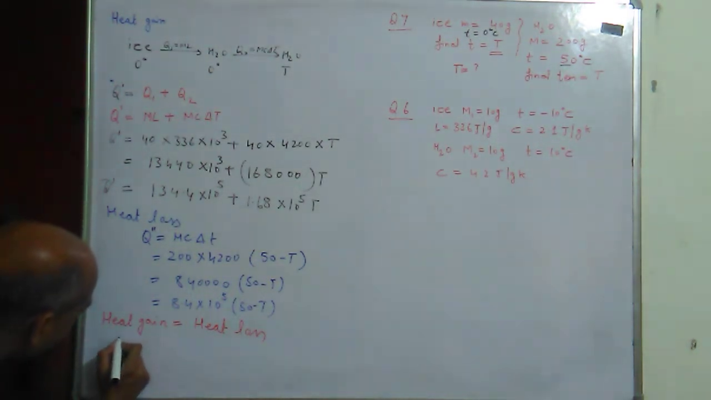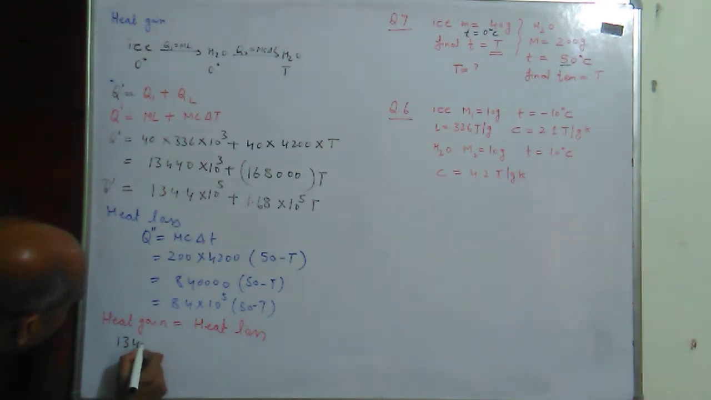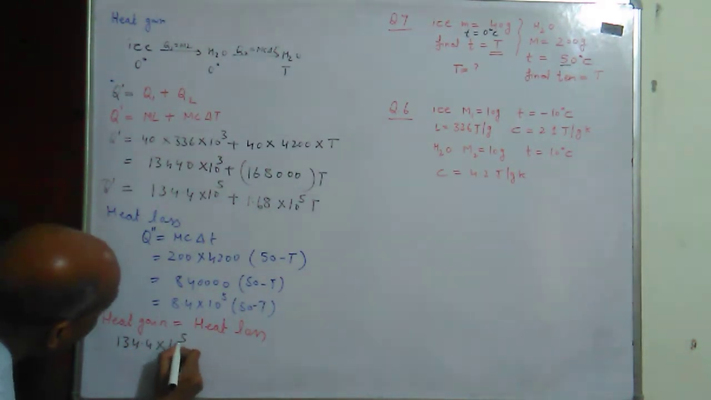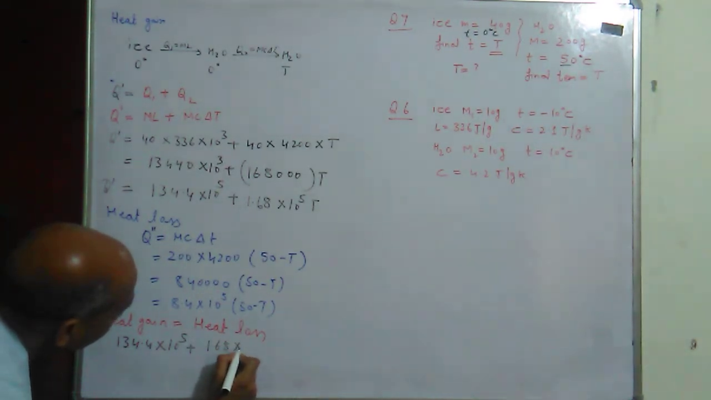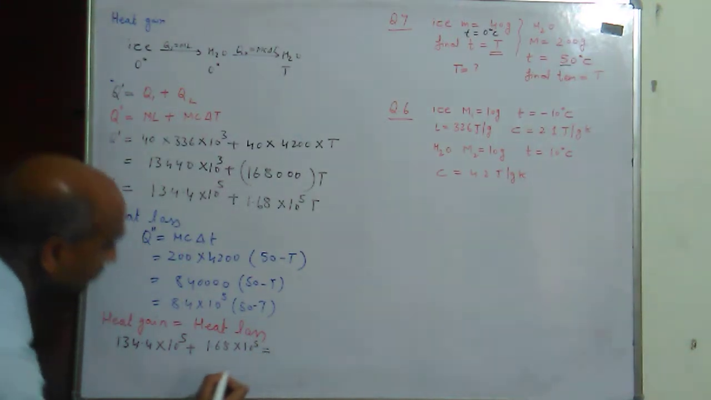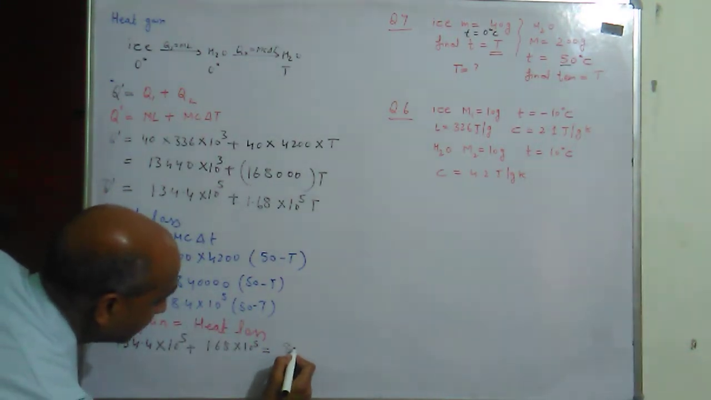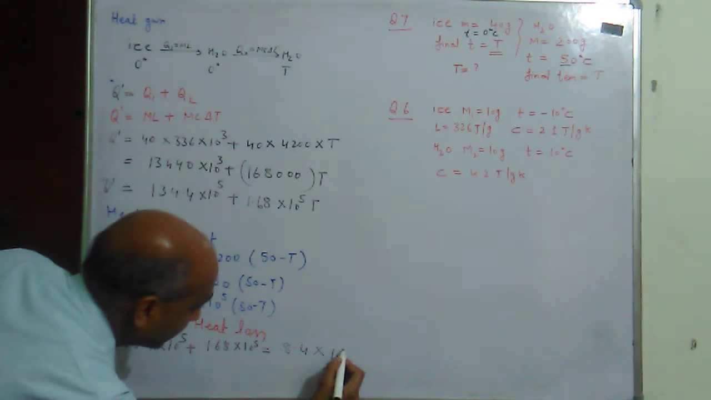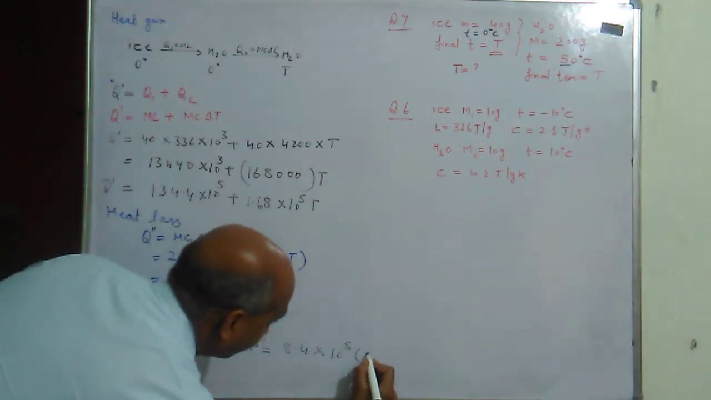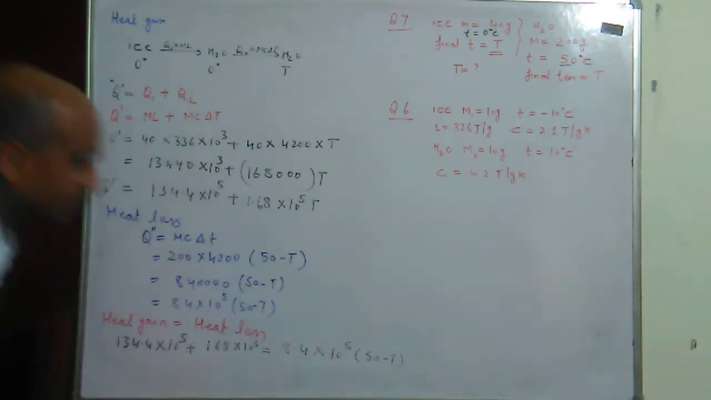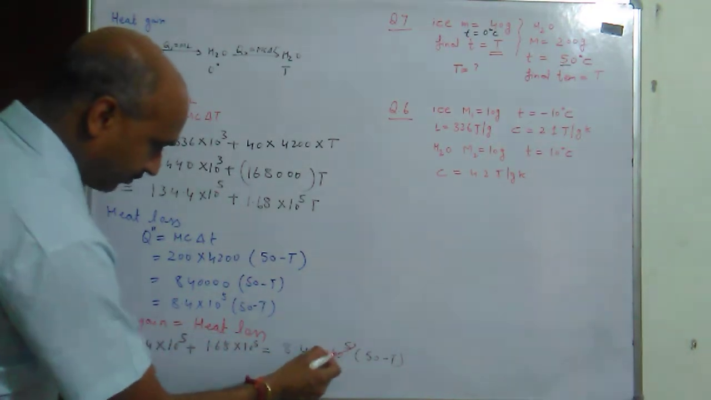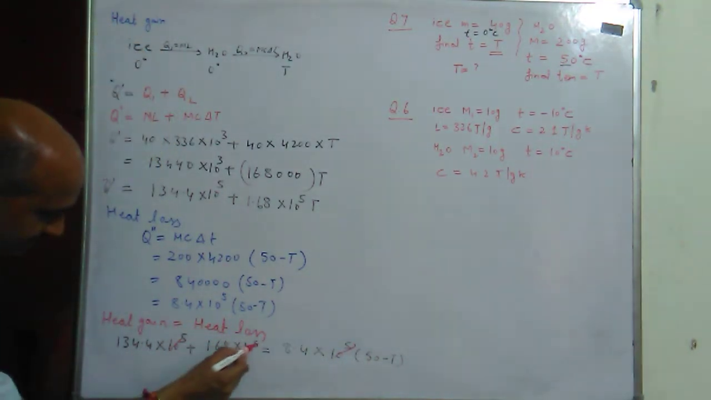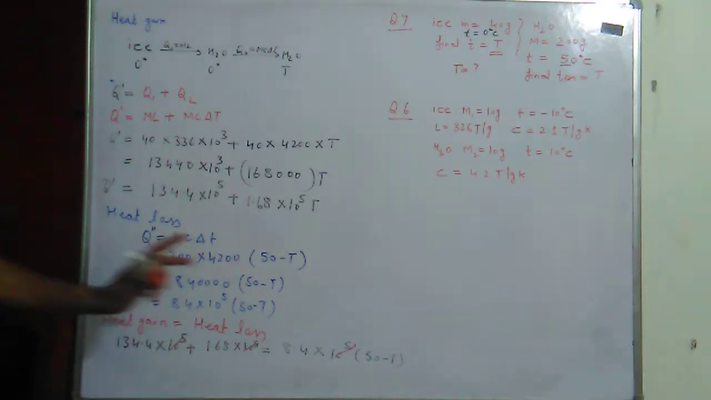134.4 into 10 to the power 5, and plus 1.68 into 10 to the power 5, equals to heat loss. Heat loss is 8.4 into 10 to the power 5 and 50 minus T. So this we are getting. Now we have to solve this, so how will we solve it? First of all, this 10 to the power 5, this 10 to the power 5 and this 10 to the power 5 will get cancelled. We take the common term and cancel it.